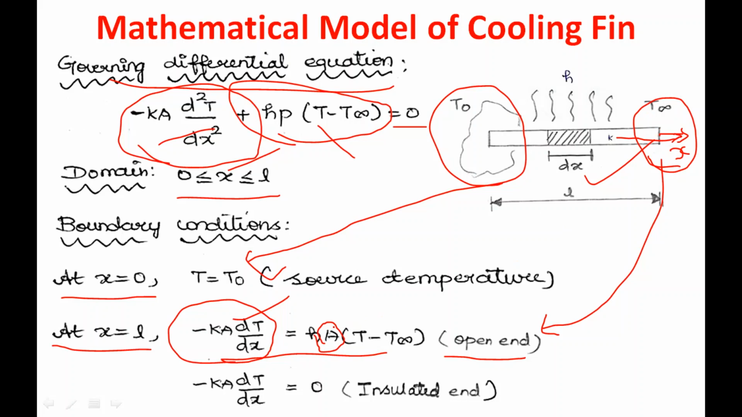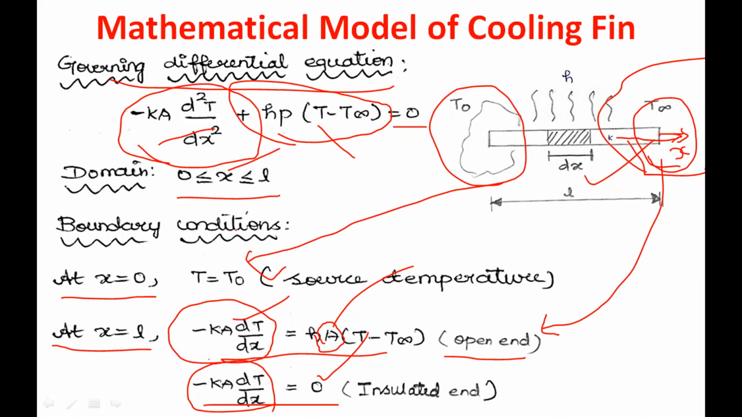So that area we are considering T minus T infinity. T is the temperature at the free end. Suppose this end is insulated by using some insulation material. In that case, how to represent that boundary condition? It is minus Ka dT by dx equal to 0. There will not be any heat convection at the free end because it is insulated. So for that reason, we are representing this as minus Ka dT by dx equal to 0. This is the boundary condition for the insulated end.